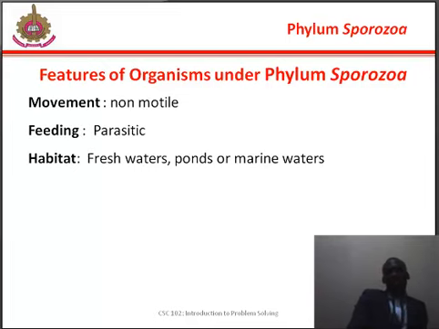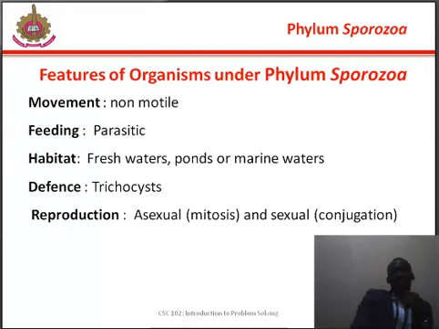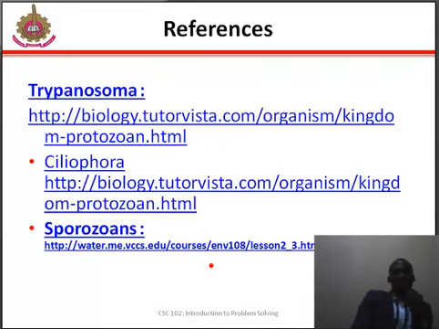They also live in fresh waters, ponds or marine waters. They also use trichocysts as a defense organ. Reproduction is asexual through a process called mitosis, and sexual through a process called conjugation.